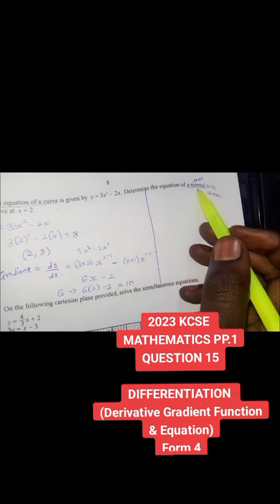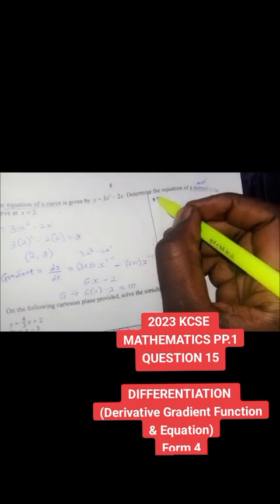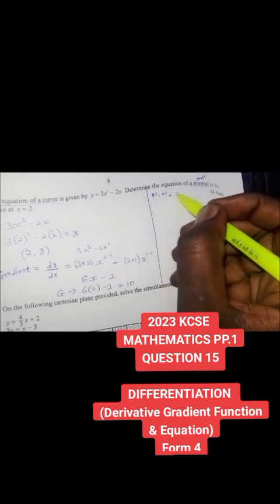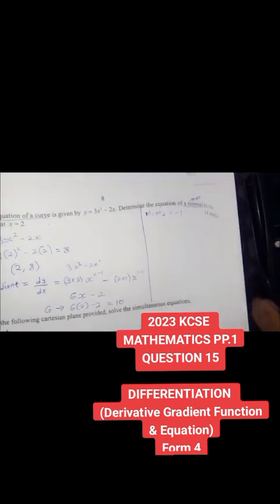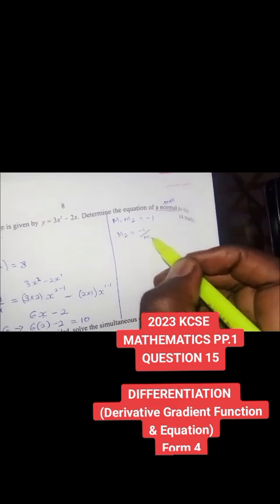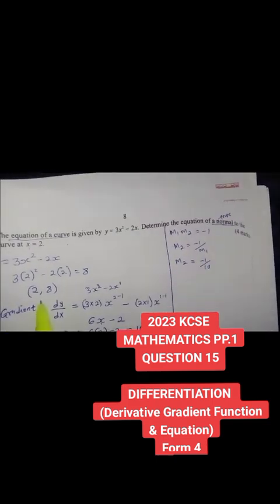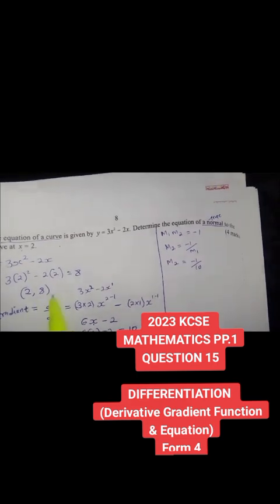Just to proceed, now that I have the gradient, remember it is an equation of a normal, and I know for a normal equation, m1 times m2 should give me -1. Therefore, to find m2, if this gradient is m1, I'm going to take -1 over m1. Therefore, my second gradient becomes -1 over 10. So I'm going now to take the 2 points here to form an equation, because that was what they want, an equation.